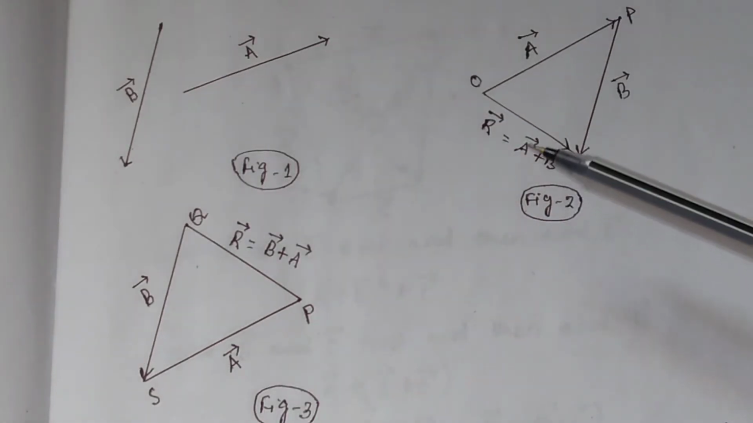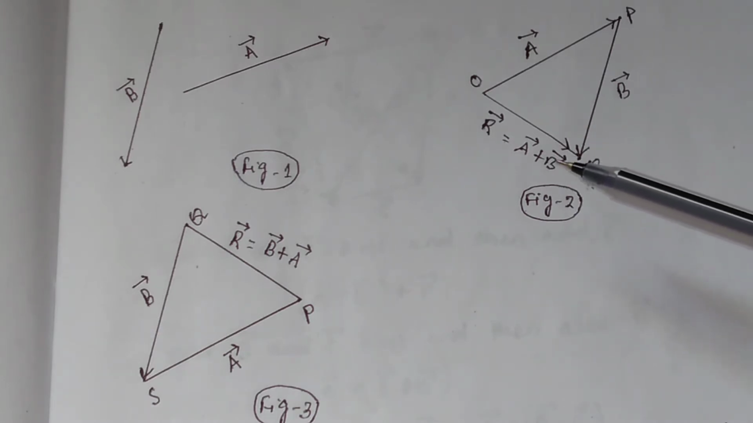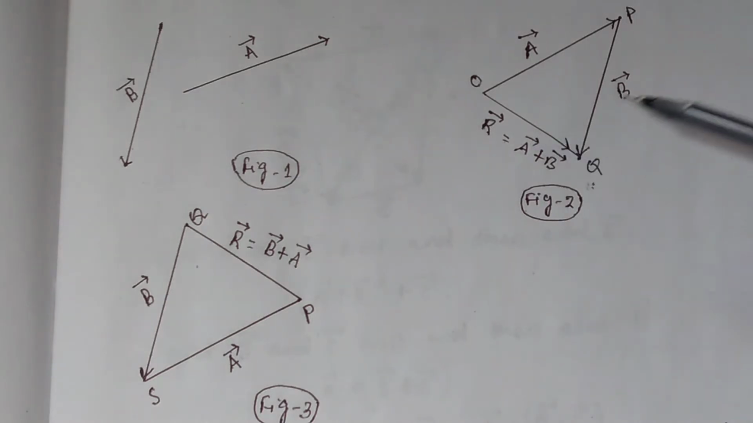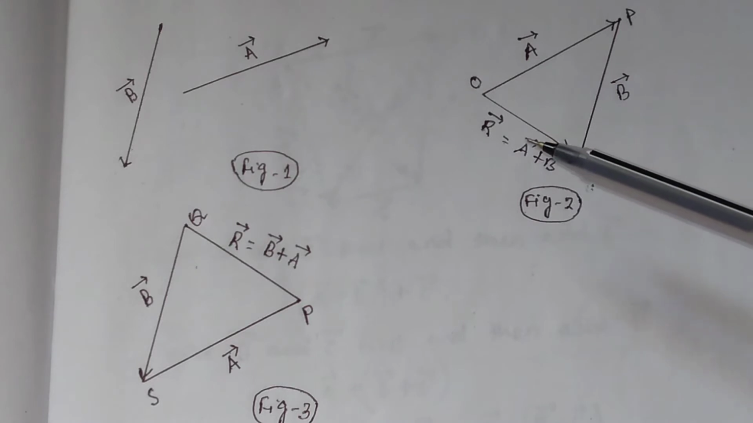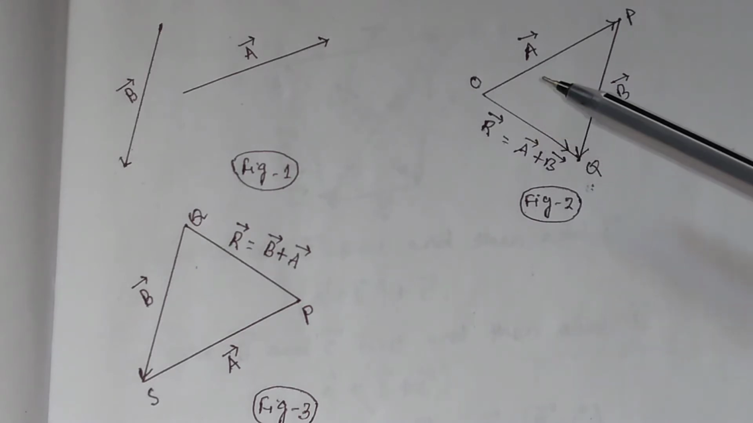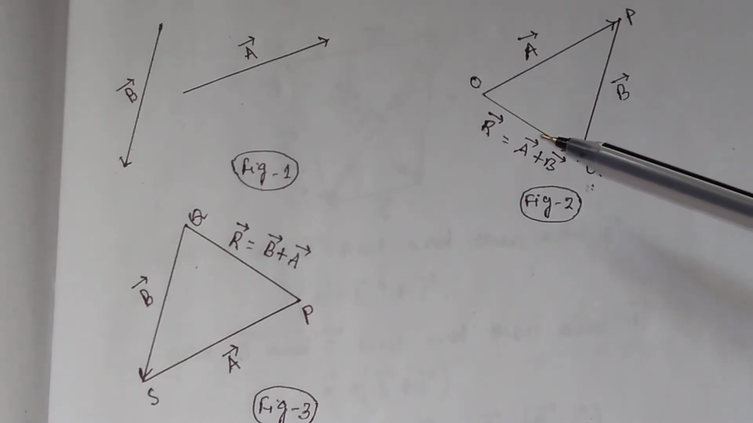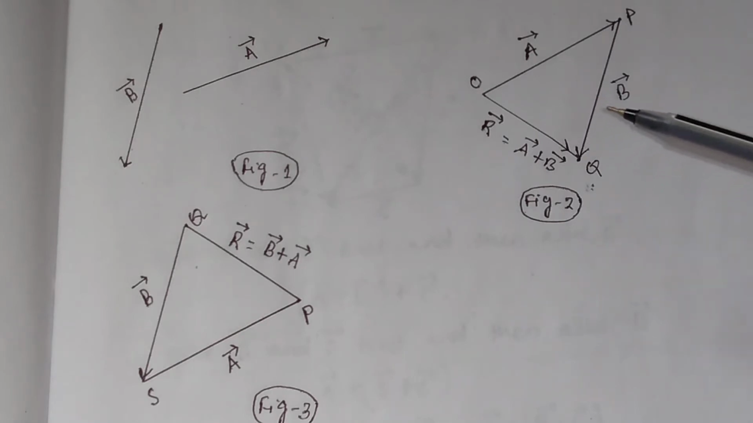And you see in this figure the two vectors A and B and their resultant vector R form three sides of a triangle. So this method is called the triangle method of vector addition. So either you say triangle method of vector addition or head to tail method.